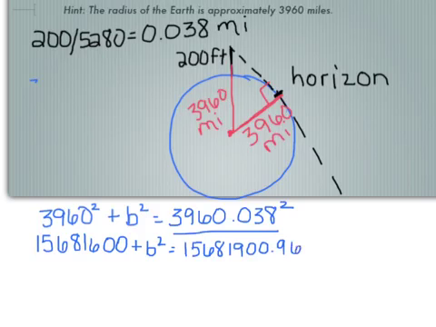Now let's subtract this monstrosity. It's probably going to come out to be like 300.96, I think. That was really hard to subtract. Can you walk us through? B squared equals that. And then let's take the square root of that. And I get 17.34. Yep. And that's 17.34 miles.